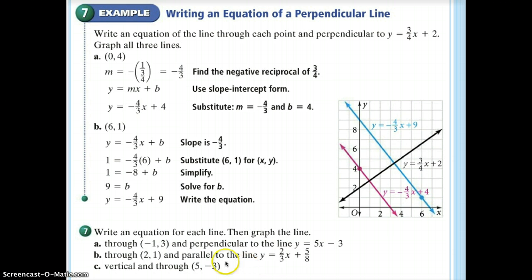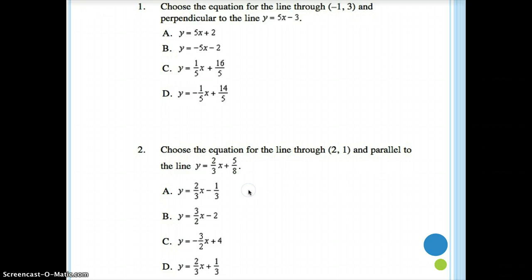All right, I want you to try A, B, and C. Feel free to pause the video before you look at the answers. And here are your answers.